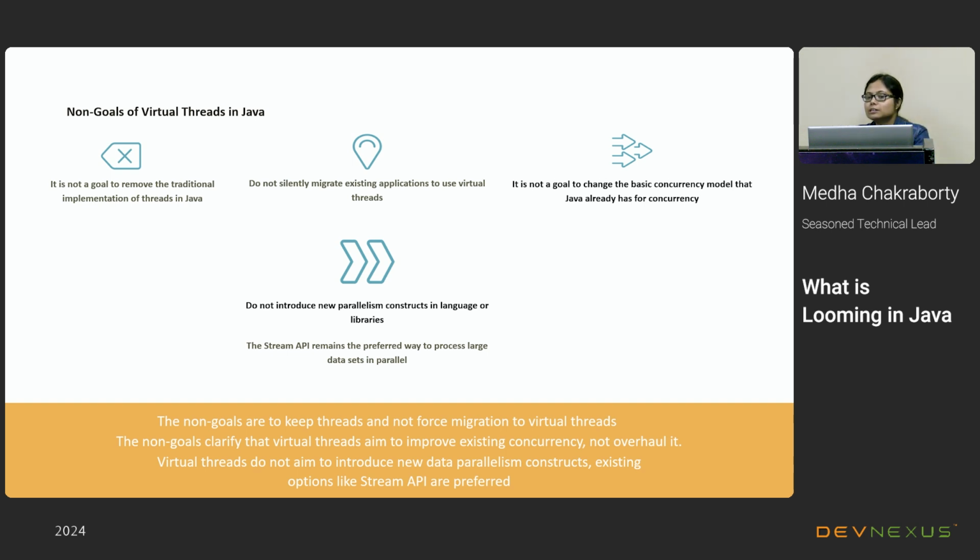And also it is not a goal to change the basic concurrency model that Java already has, and also not the API. So the Java Stream API, parallel streams, all those things will be there. But in the back end, whenever needed, Java gives the flexibility to create platform threads as well as virtual threads.